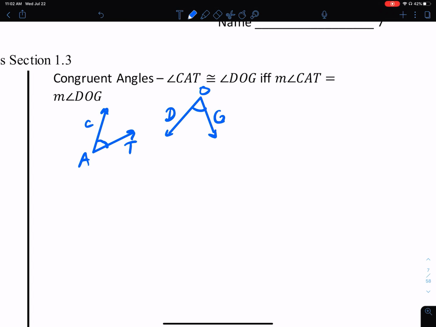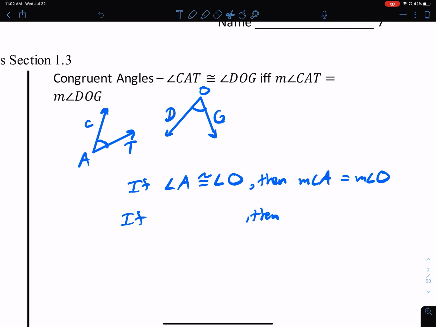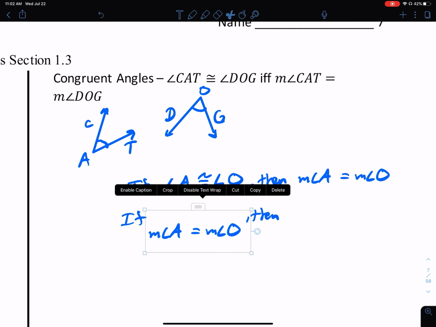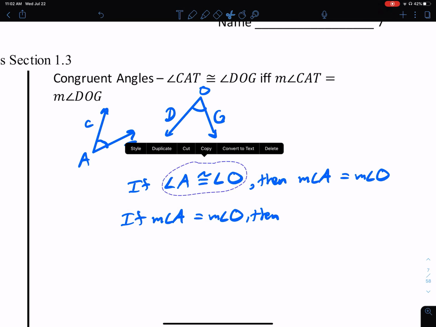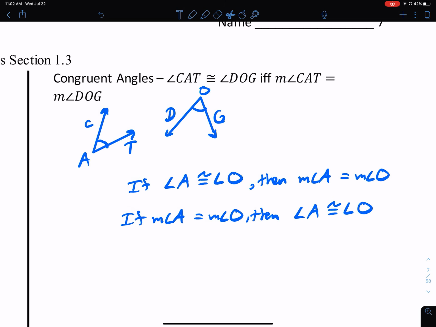From this picture, I could say if angle A is congruent to angle O, then we know that the measure of angle A is equal to the measure of angle O. I could say this backwards and say if the measure of angle A is equal to the measure of angle O, then angle A is congruent to angle O. It's the same thing that it says up here, but instead of using 3 letters to name the angle, I just used 1.